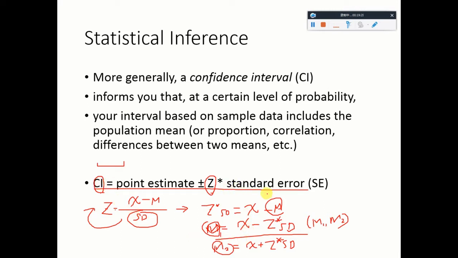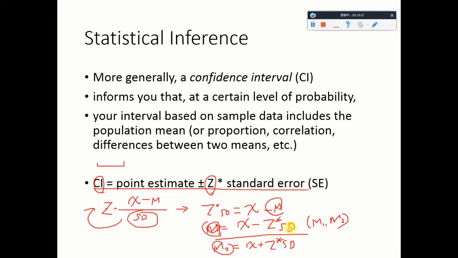Now we say, wait a minute, Andrew. It appears that this formula is the same as the formula for z, but we have standard error here, SE, and not standard deviation, right?